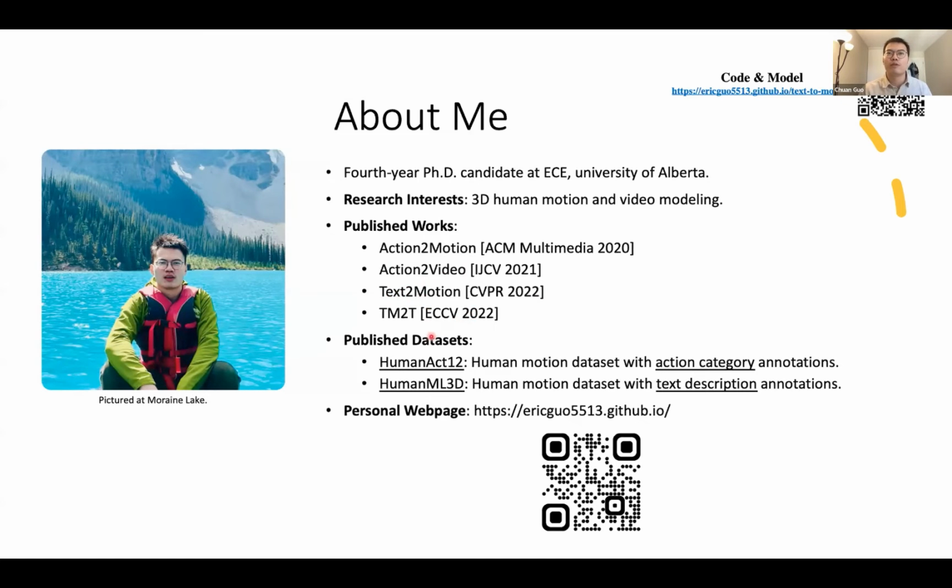We have also published a few datasets. If you're interested, you can use them. The first one is HumanAct12. That is a 3D human motion dataset with action category annotations, for example walk, running, jump up, warm up, something like that. And the second one is HumanML3D. That is a 3D human motion dataset with textual descriptions. Given a 3D human motion, we have the textual annotation of what this person is doing, like he's dancing and turning left, turning right, jump up, something like this.